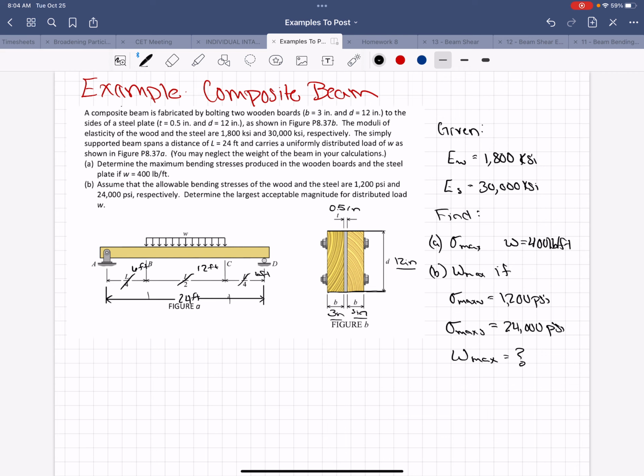So we have a modulus of elasticity of the wood of 1800 KSI, and for the steel we have a modulus of elasticity of 30,000 KSI. We have a simply supported beam that spans 24 feet here, and it carries this uniformly distributed load of W.